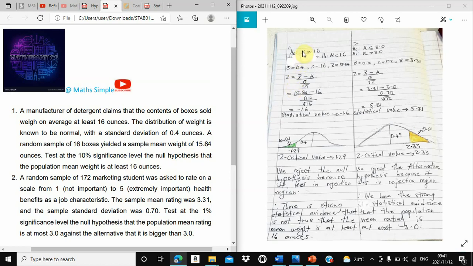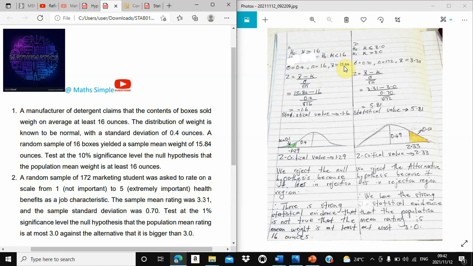So here we wrote our null hypothesis. We are given that it is at least 16, and you denote it by the sign greater than or equal to 16. From there, don't forget that the alternative is the opposite of the null hypothesis. Our alternative will be mu is less than 16, or the population mean is less than 16. We are given that our standard deviation is 0.4 and our sample size is 16. Finally, our sample mean is 15.84.